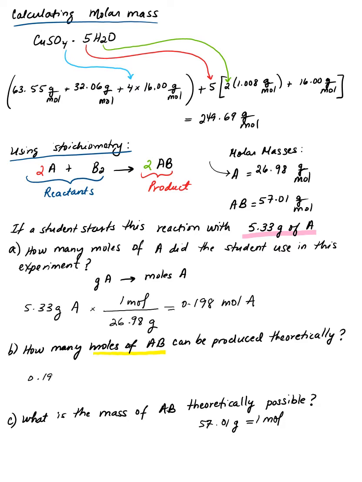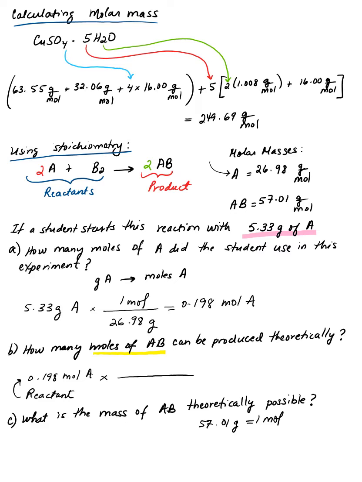So if you have 0.198 moles of A, and now you're trying to determine the amount of product that you can get, which is your theoretical yield. That's what we're actually doing. You have an amount of reactant given, and you want to know how much product AB you can get with that specific amount of your reactant A.